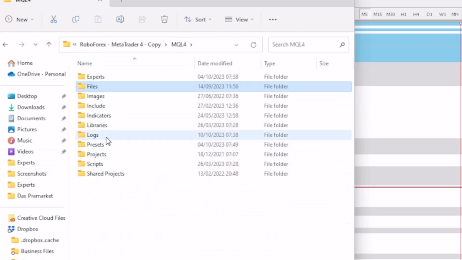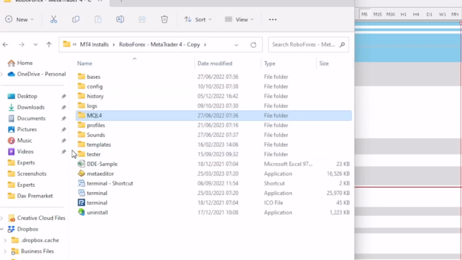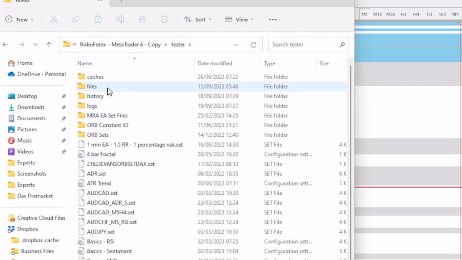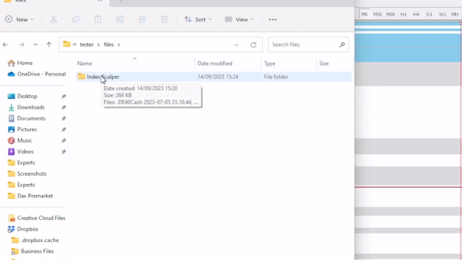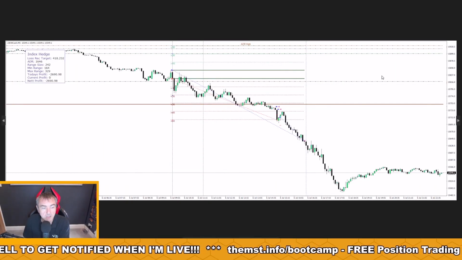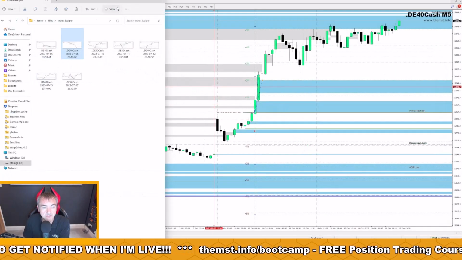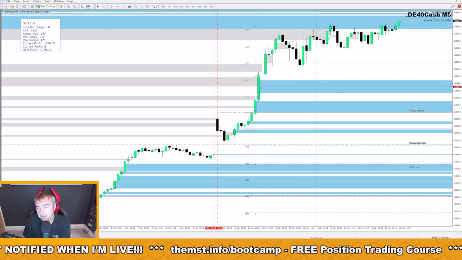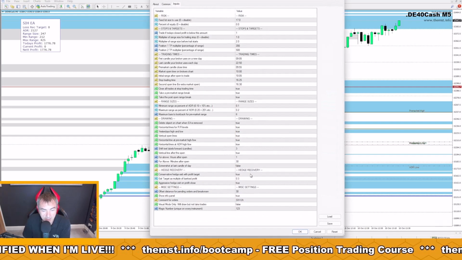If it is in the strategy tester, it will be in your tester folder, files, and this is an old development version of the EA, but it was a folder called Index Scalper, and in there you'll have your screenshots. You can open up those screenshots and you'll see basically the different screenshots that have been taken. Okay, so that's the screenshot setting.